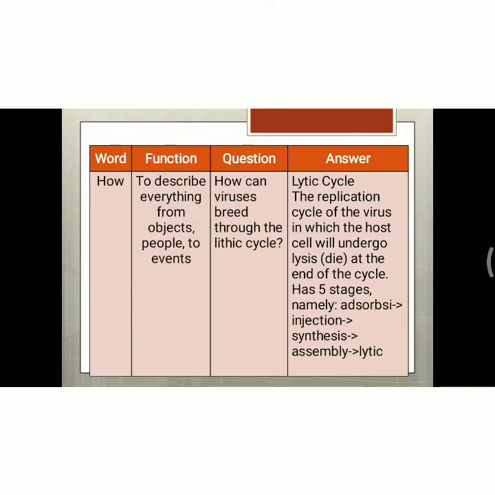Next, how. How has a function to describe everything from objects and people to events. An example question is, how does a virus replicate through the lytic cycle? And the answer is, the lytic cycle is the replication cycle of the virus in which the host cell will undergo lysis at the end of the cycle. The lytic cycle has 5 stages, namely adsorption, injection, synthesis, assembly, and lysis.